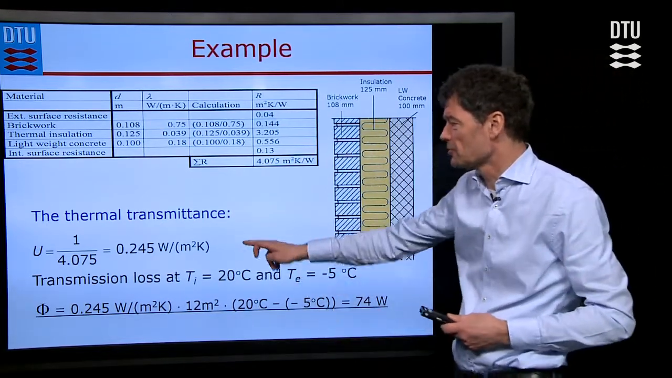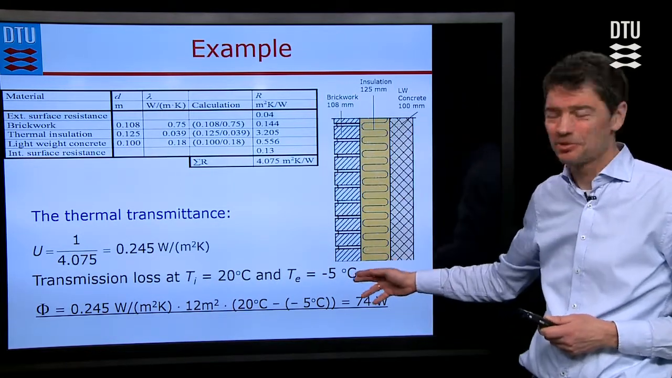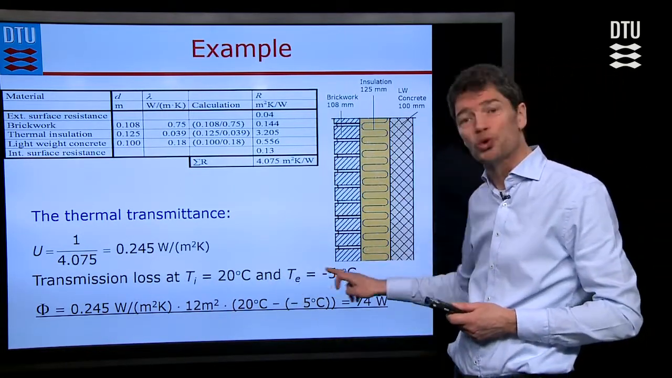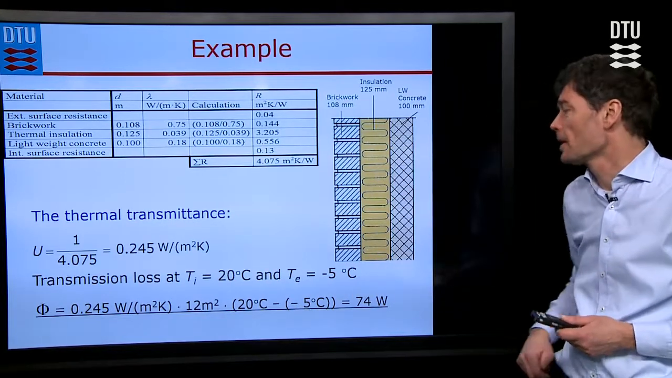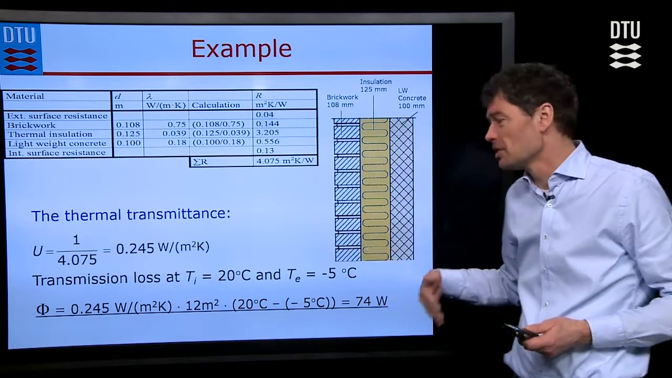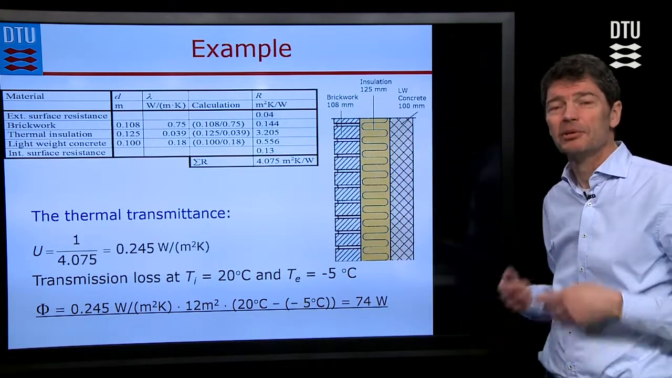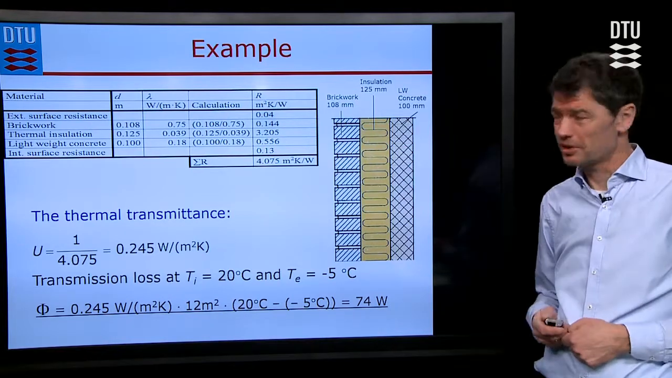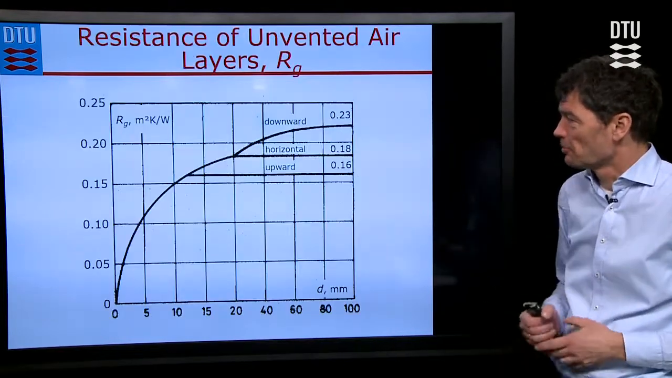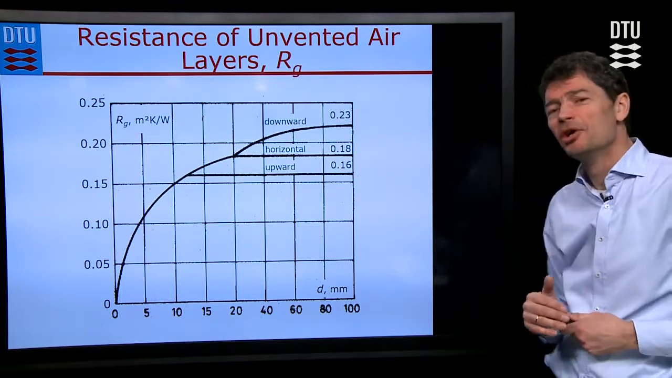So the U value, together with a temperature difference, which in the example is given as altogether 25 degrees centigrade, and it's also said that the wall has an area of 12 square meters. That means that in this case we can calculate the total heat flow through the wall, being 74 watts.